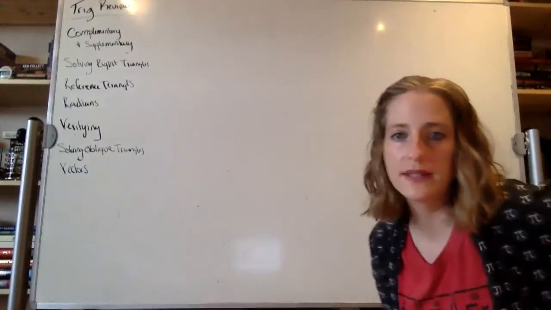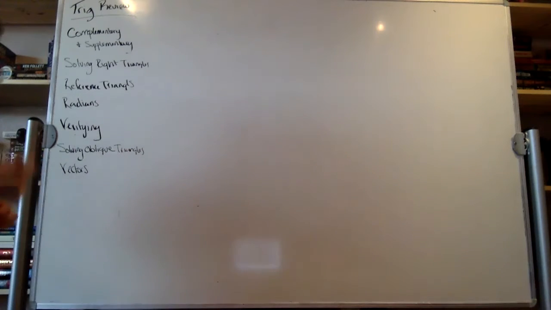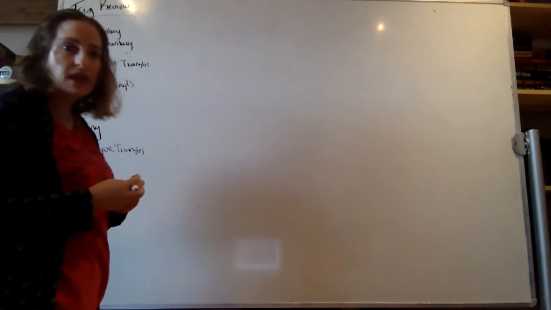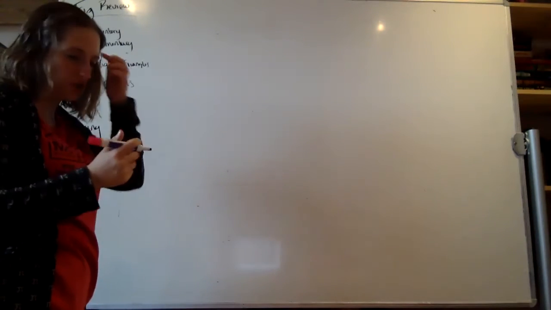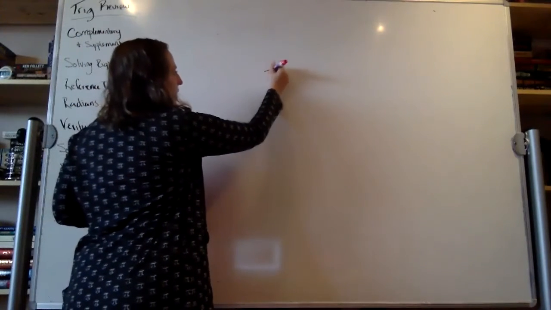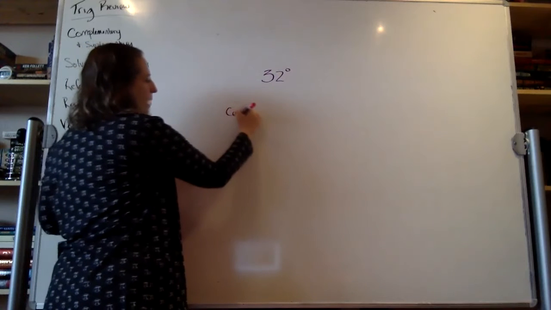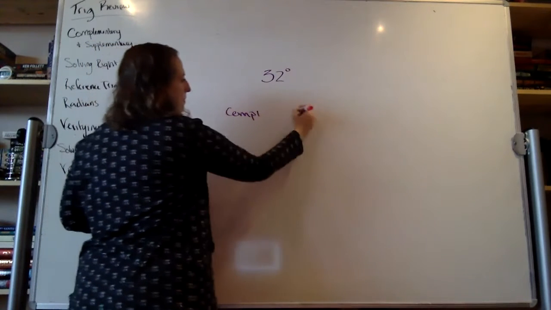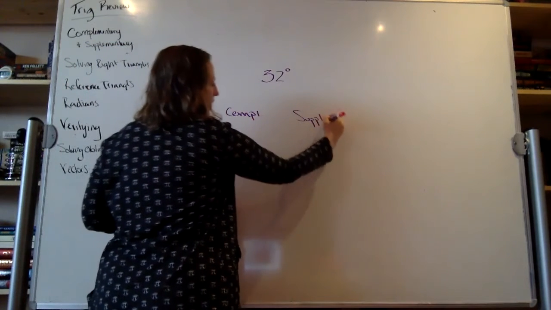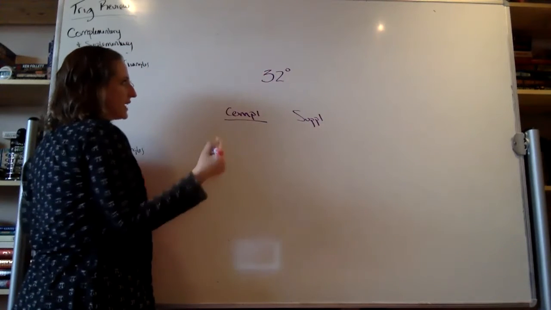So the first thing that I was asked to review was complementary and supplementary. Remember that complementary angles sum to 90 degrees. Supplementary sum to 180 degrees. So for example, if I have something like 32 degrees and we're asked to find the complement and the supplement, the complement is what I would add to 32 to get to 90.